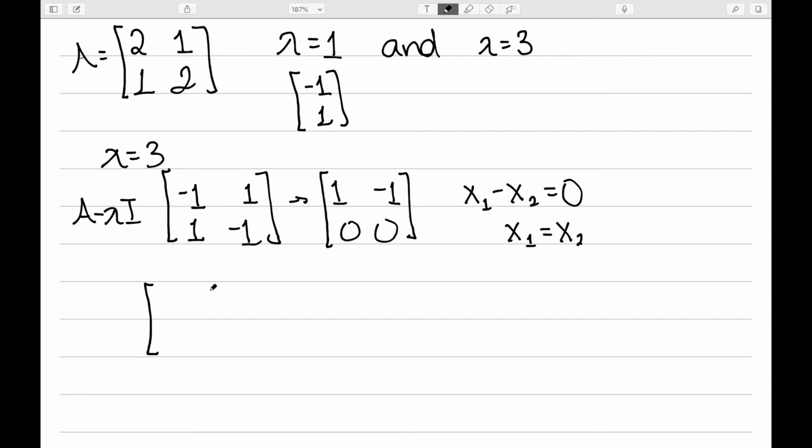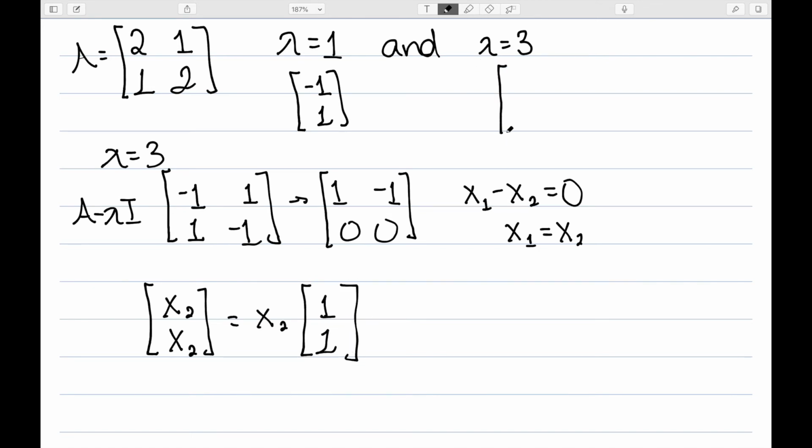When we write our vector, we write the equation for x1, and then x2 is a free variable, so I'm just going to write an x2. Factoring out the x2 gives me just 1, 1, so this is my eigenvector corresponding to lambda equal to 3: 1, 1. So now I have 2 eigenvectors for this particular matrix.